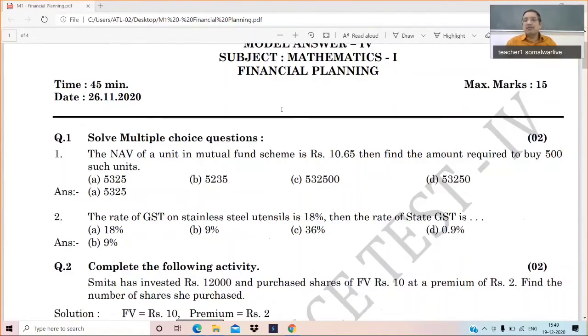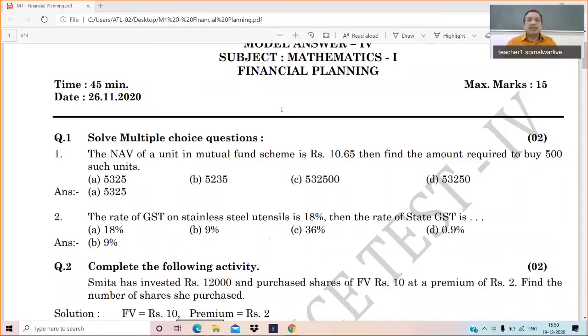If the cost of one unit is 10.65 rupees, then to purchase 500 units we just multiply 10.65 into 500. It is simple multiplication, or you can eliminate the decimal: multiply 1065 with 5 and you will get 5325, option number A. However you multiply, the less time it takes, the better.